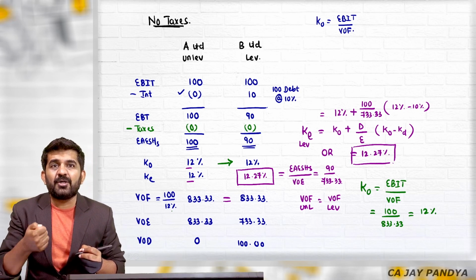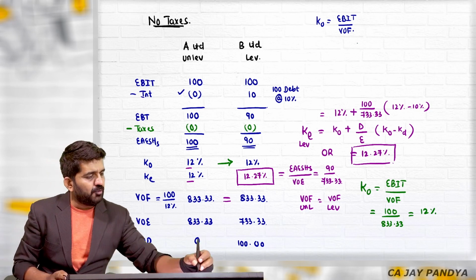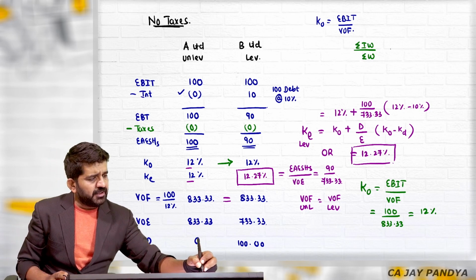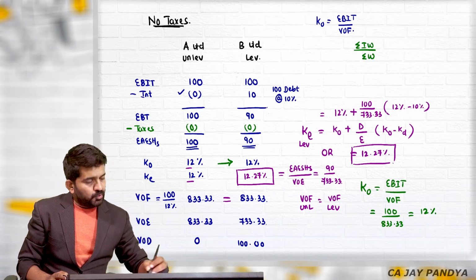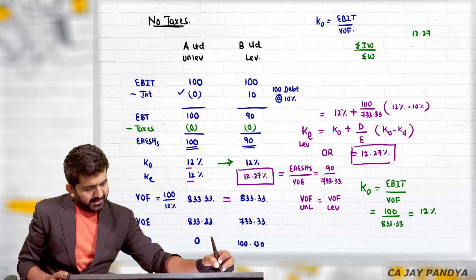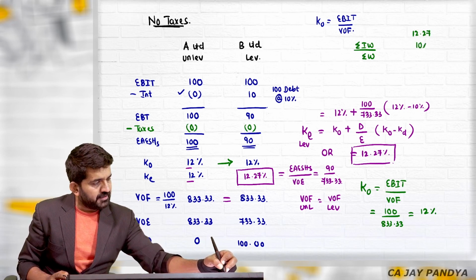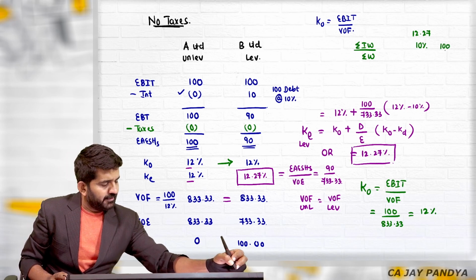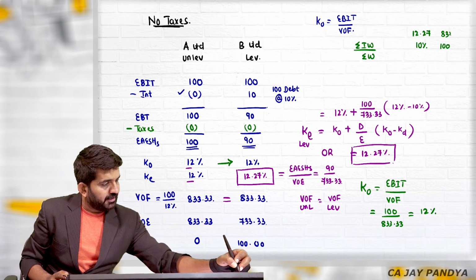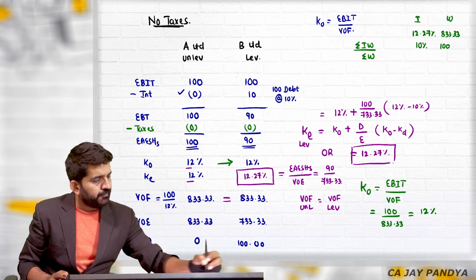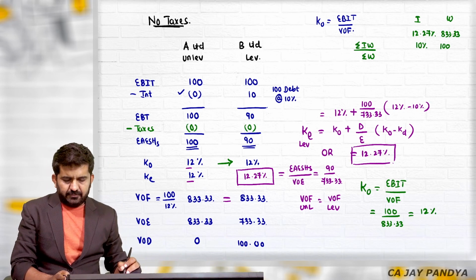Sir, KO in cost of capital we were finding out by sigma IW divided by sigma W. You can do the same thing. Equity is costing you 12.27. Debt is costing you 10%. The weights are 100 and 833.33. These are I, these are W. We can find out the answer.